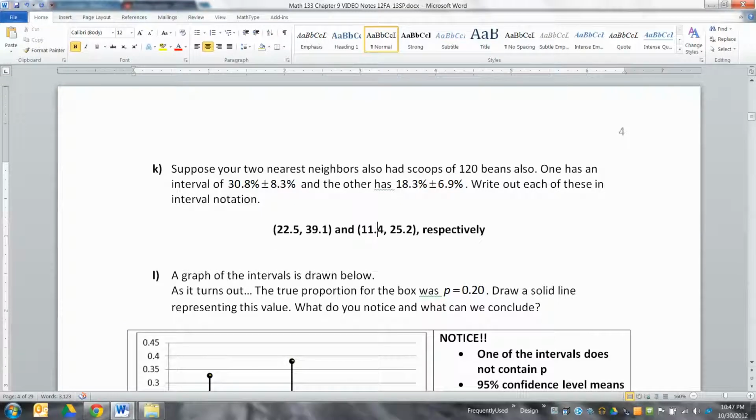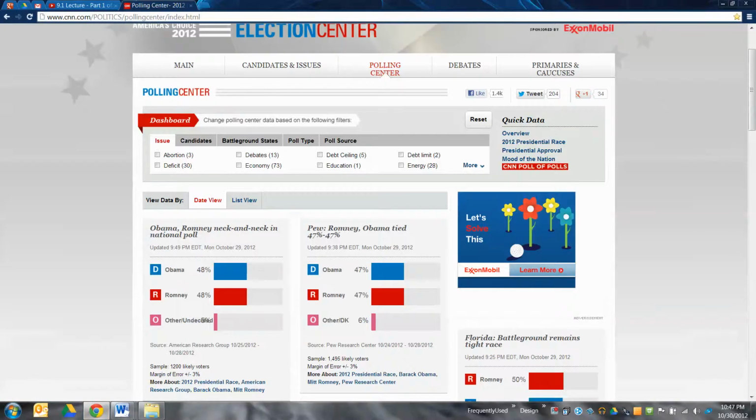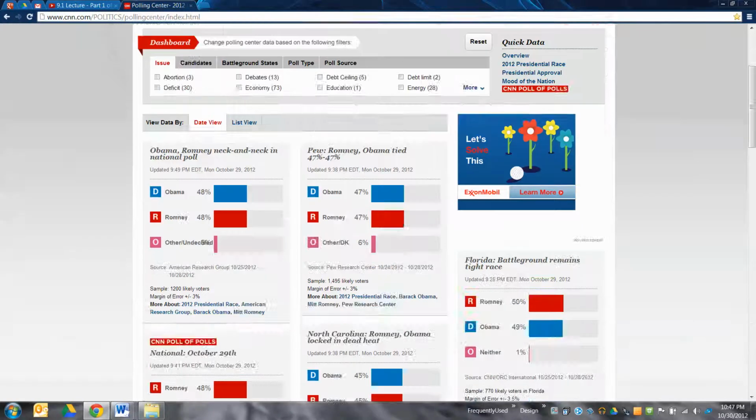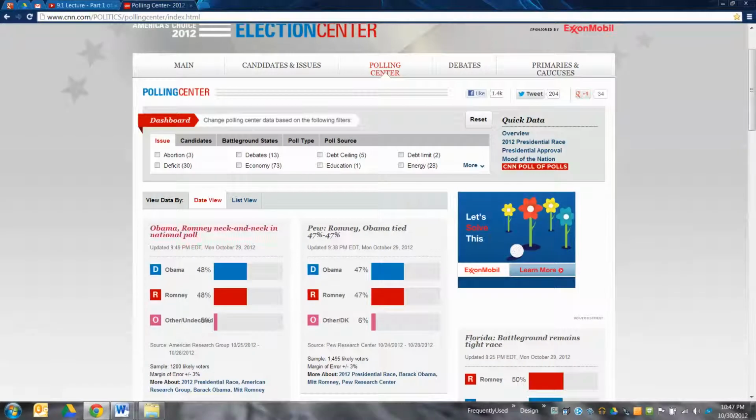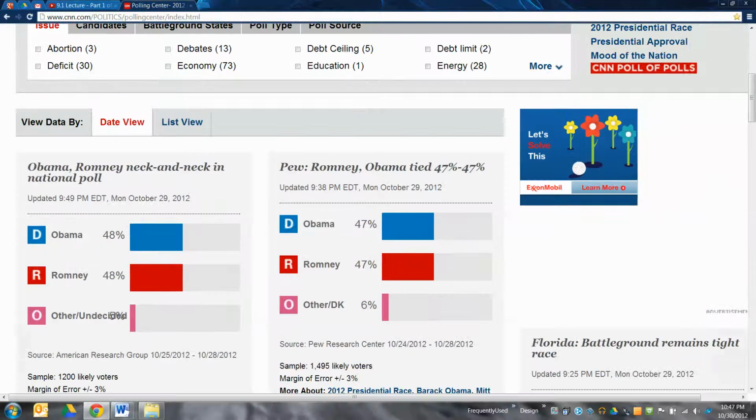Now I know what you're thinking. You're thinking, Alana, why are you having us do this? Well, I just wanted to show you something. So I'm going to pull this up. This is CNN's Election Center for 2012. When I'm recording this, I'm only about a week away from the elections between Obama and Romney. You can see here what they've got. Or maybe you can't. I'll zoom in a little bit so you can see better.